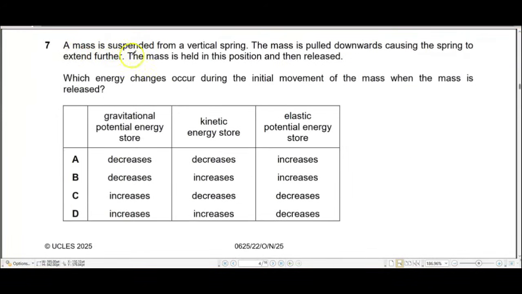Question number 7. A mass is suspended from a vertical spring. The mass is pulled downwards, causing the spring to extend further. The mass is held in this position and then released. Which energy changes occur during the initial movement of the mass when the mass is released?